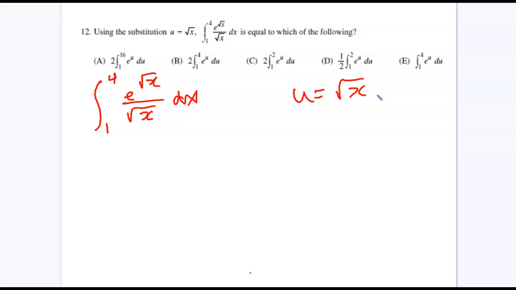So we know what the u substitution is, so du is going to be 1/2 root x dx. So I just took the derivative of that and put the radical back in.